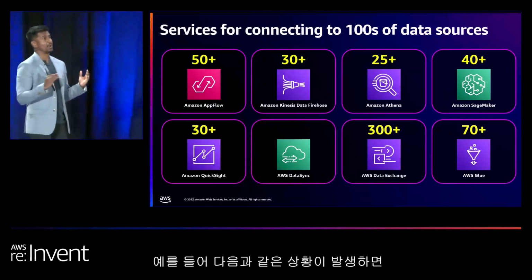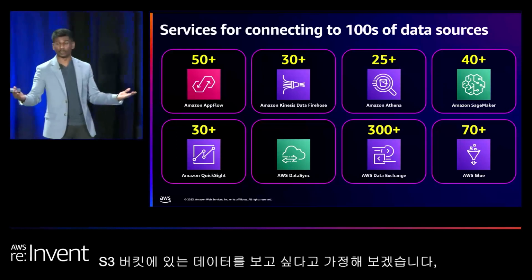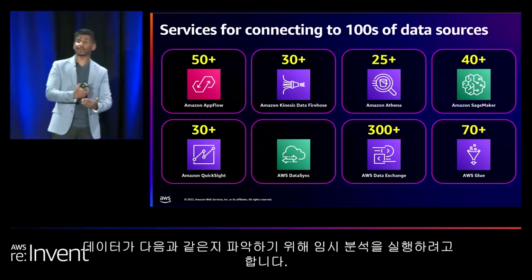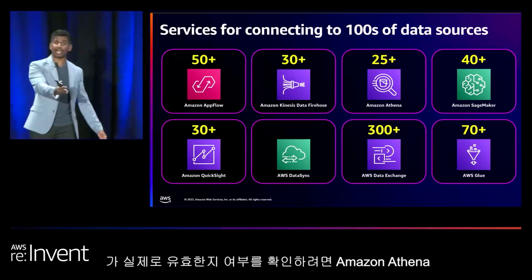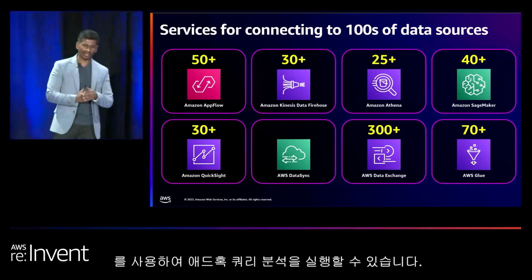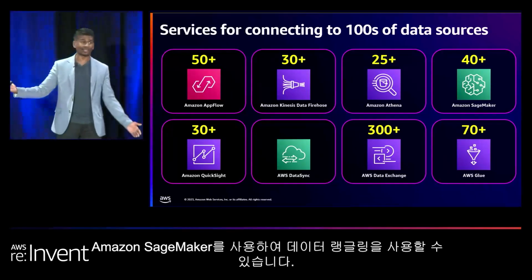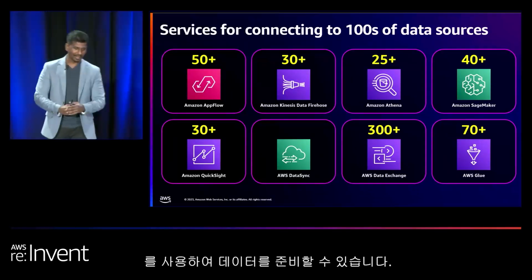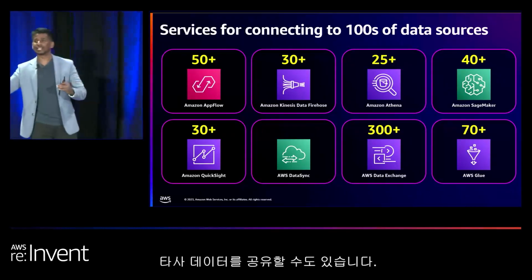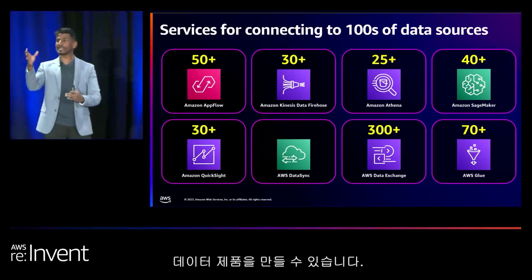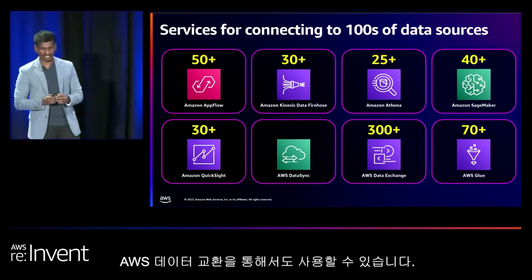For example, if you're a data scientist and you want to look at data in your S3 bucket, you want to run ad hoc analysis to understand if the data is actually valid or not, you can use Amazon Athena to run ad hoc query analysis. You can use Amazon SageMaker to use data wrangling to prepare your data. You can also use something like AWS Data Exchange that helps you share third-party data. You can create data products, and you can make those available through AWS Data Exchange as well.